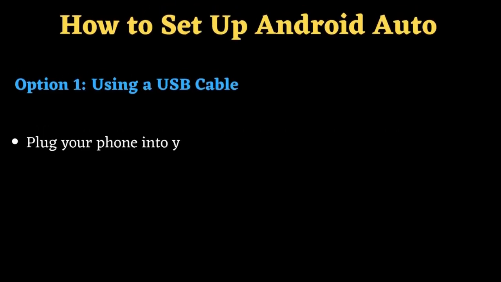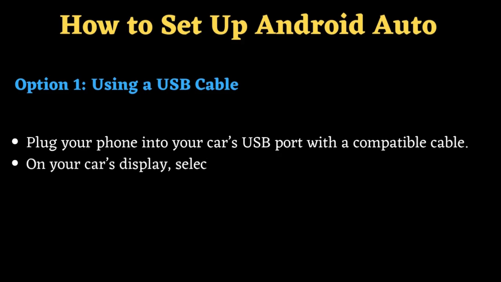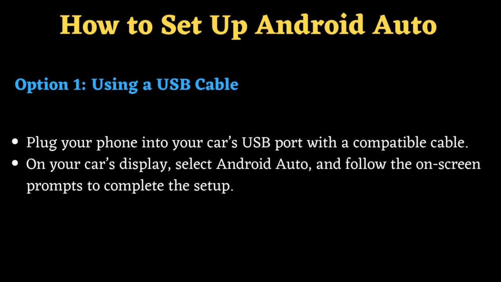How to set up Android Auto. Option 1. Using a USB cable, plug your phone into your car's USB port with a compatible cable. On your car's display, select Android Auto and follow the on-screen prompts to complete the setup.